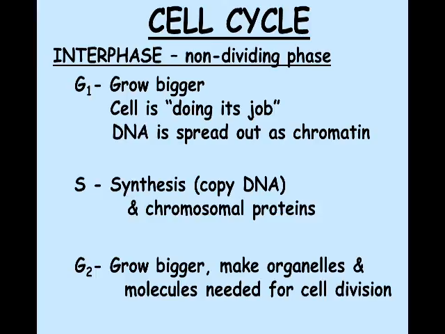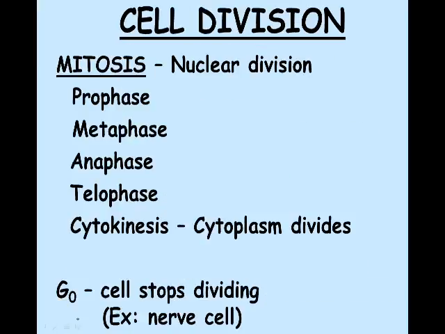Remember, proteins that help to wrap the DNA up and into chromosomes. And then it's going to make all the other organelles and molecules needed for cell division, make some new mitochondria and more Golgi bodies and all those cell parts that we need for the new cell. And that's going to also cause the cell to grow a little bit bigger. And then we're going to go through the division phase.